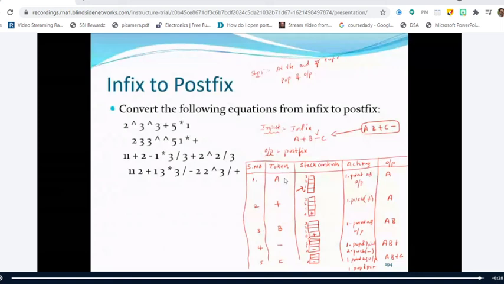With this knowledge, we will try to solve some more complex examples in tomorrow's class. We will include more operators and more parentheses also. We'll solve one or two examples in tomorrow's class. Is it clear?